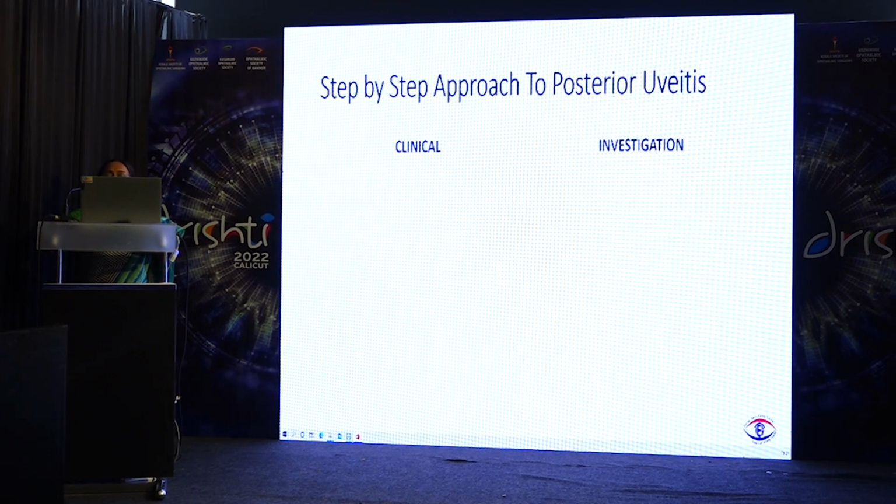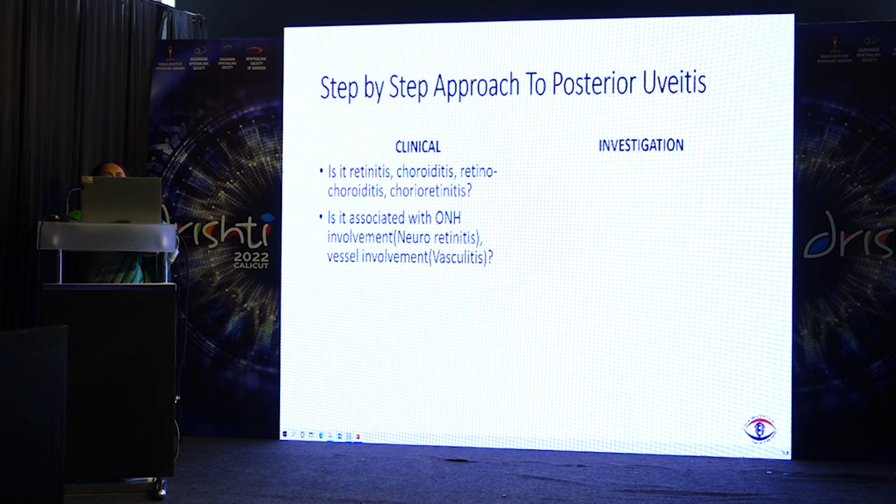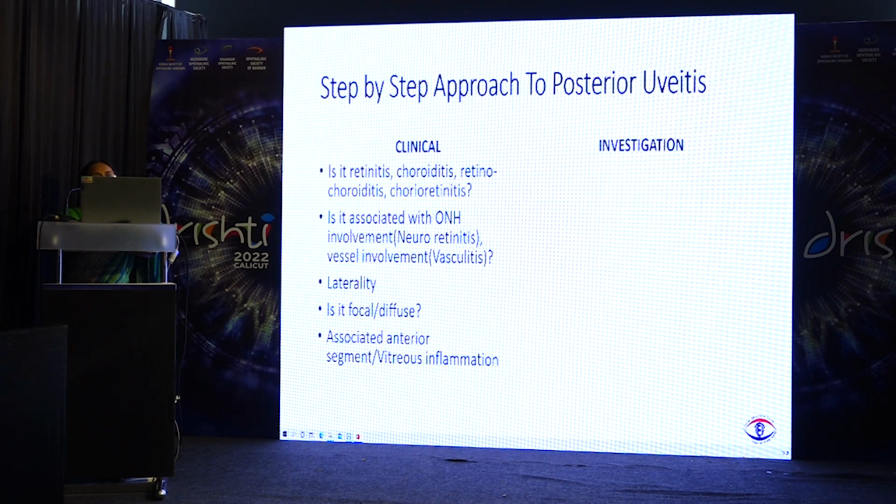How will you approach posterior uveitis step by step? Clinically, phenotype recognition is first and foremost. Is it retinitis, choroiditis, retinochoroiditis, or chorioretinitis? Is it associated with optic nerve head involvement or vessel wall involvement? The laterality of the lesion. Then is it focal or diffuse? Is it associated with anterior segment or vitreous inflammation? And is there any associated systemic involvement?